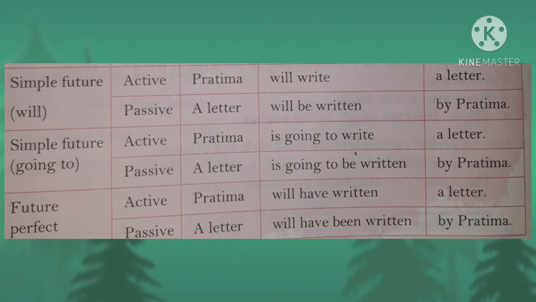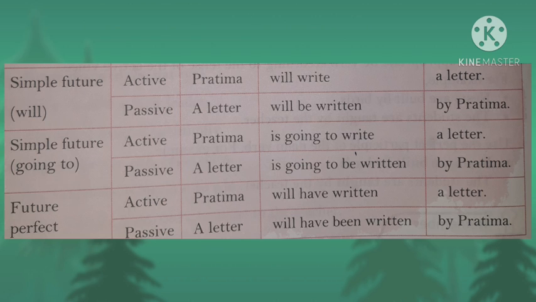Simple future with will. Active: Pratima will write a letter. Passive: A letter will be written by Pratima. Simple future with the word going to. Active: Pratima is going to write a letter. Passive: A letter is going to be written by Pratima.